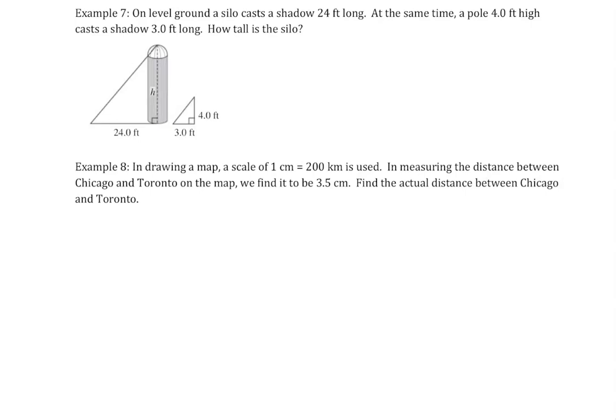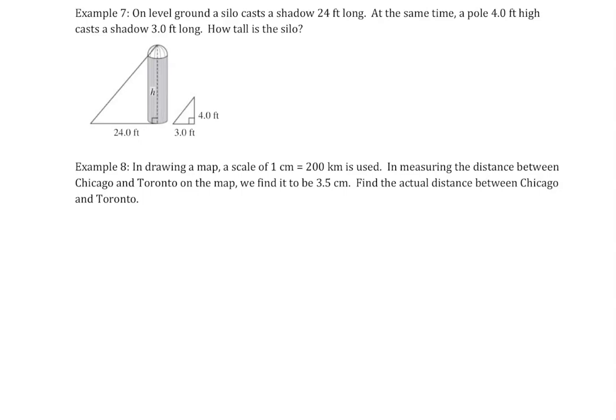An application of similar triangles that we actually already looked at when we were solving proportions is this idea that you can use shadows to help you determine similar triangles to solve for lengths. So in this case, we have a silo that casts a 24-foot long shadow, and we have a 4-foot pole that has a 3-foot shadow.